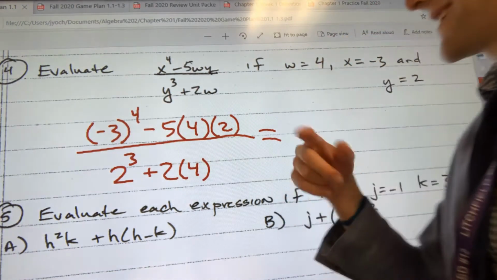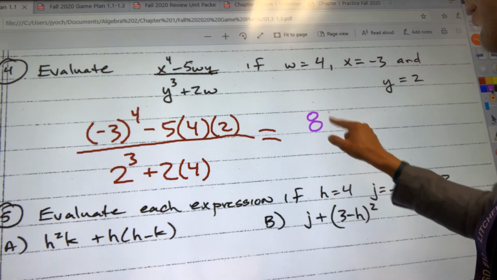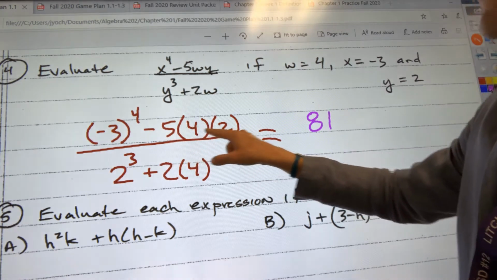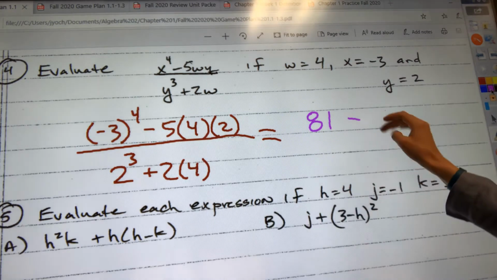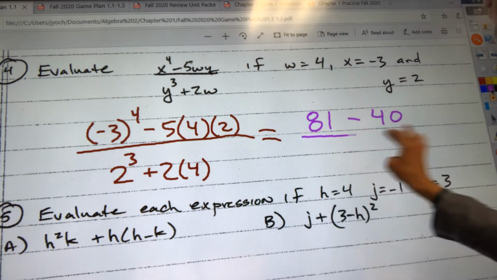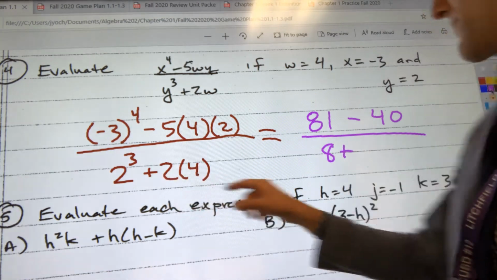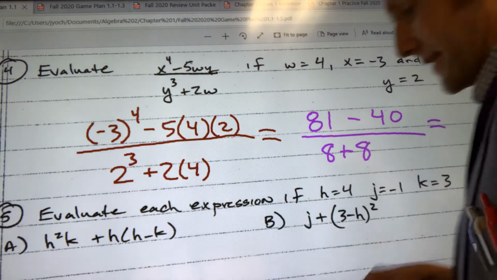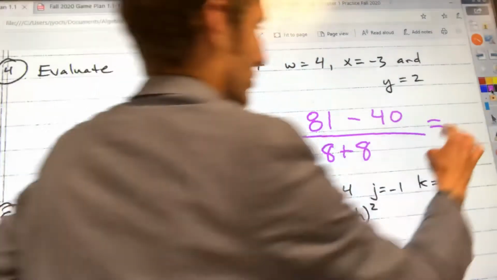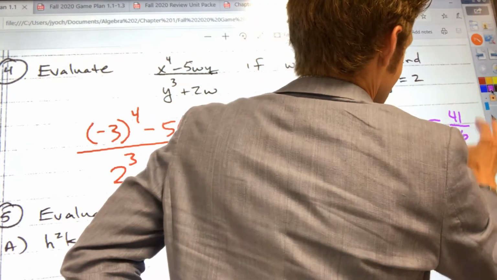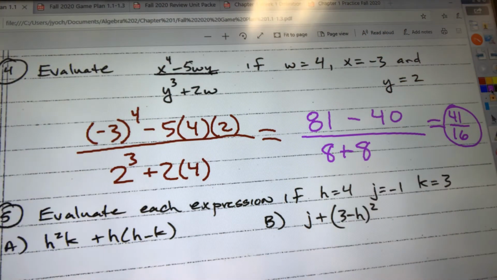-3 to the 4th power is a -3 times -3 times -3 times -3. That's a positive 81. It's a negative times a negative times a negative times a negative. Then 5 times 4 is 20. 2 to the 3rd, it's not 6, it's 8. Plus 2 times 4 is 8. 81 minus 20 is 61 over 16. Love fractions, leave it like that. Don't worry about the decimal.